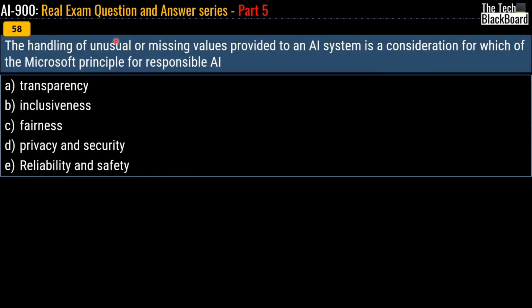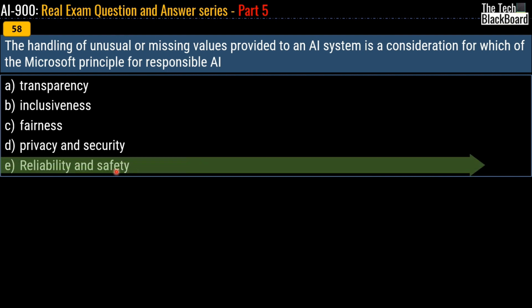Let's check out our question number 58. The question says the handling of unusual or missing values provided to an AI system is a consideration for which of the following Microsoft principles for responsible AI. The options are listed here. The first one is transparency, inclusiveness, fairness, privacy and security, and the last one is reliability and safety. The correct answer for this question is option E, reliability and safety.